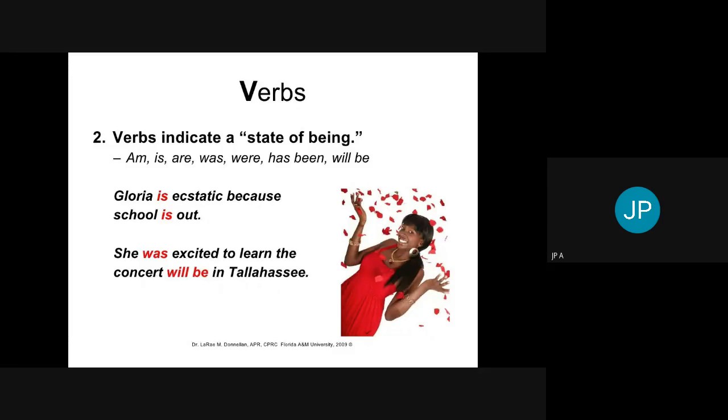So Gloria is ecstatic, is in the present tense. Therefore, it is. When it became past tense, it became was. And when it changes into the future, it becomes will be. So the state of being is indicated by a verb. So one example is, and the forms of is, how it changes, we have seen in these two sentences. Is it clear? You can ask any questions if you have. You are welcome to ask questions.